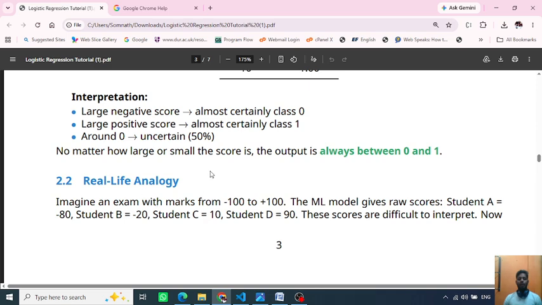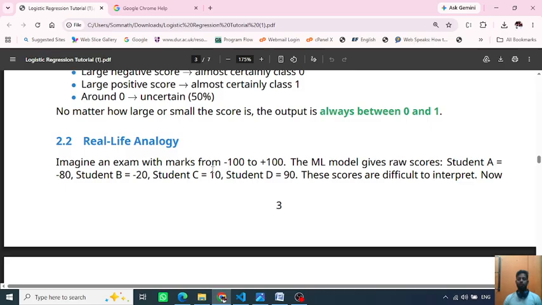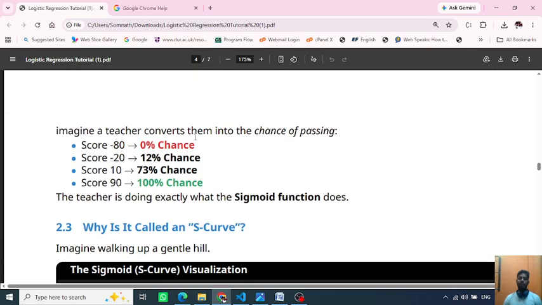A real-life analogy: imagine an exam with marks from -100 to +100. The model gives raw scores: student A equals minus 80, student B minus 20, student C equals 10, student D equals 90. These scores are difficult to interpret, right? Now imagine a teacher converts them into chance of passing: score minus 80 is 0%, minus 20 is 12% chance, score 10 gets a 70% chance, and score 90 gets a 100% chance of passing. So the teacher is doing exactly what the sigmoid function does.